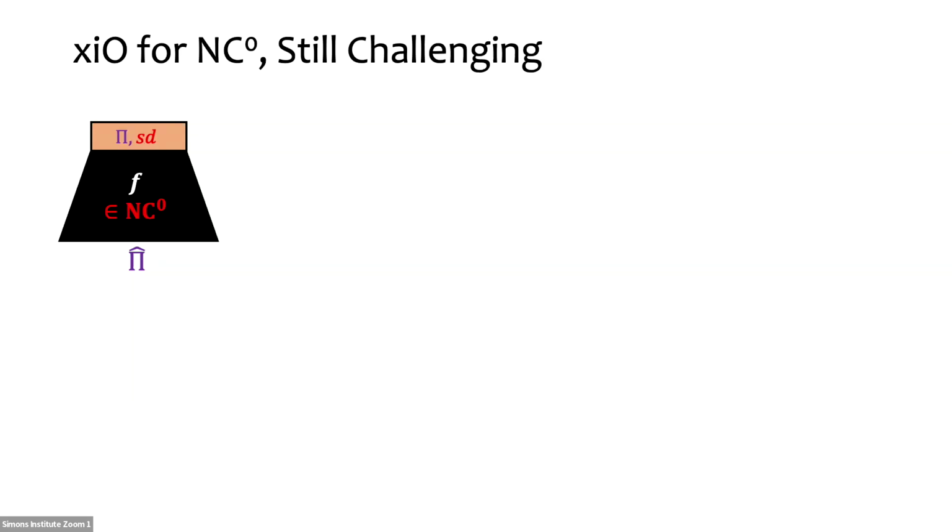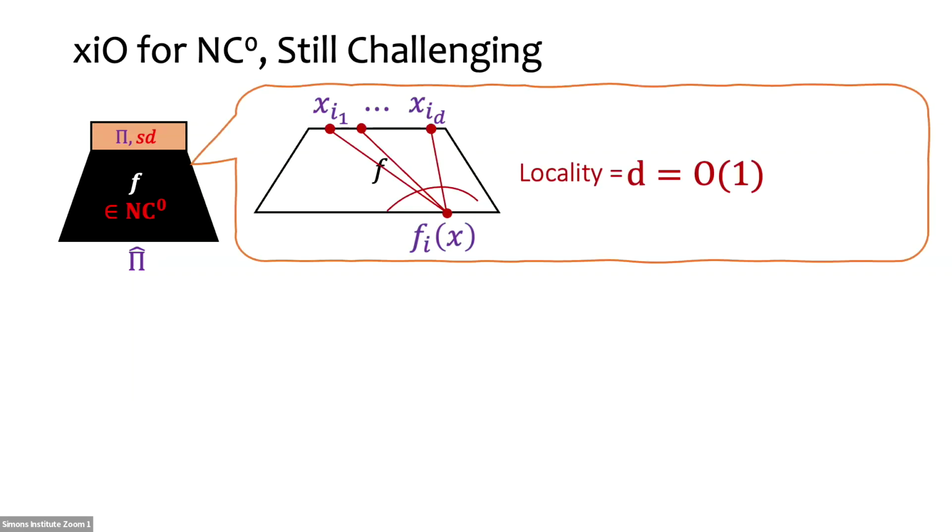This is fantastic. Unfortunately, this task is still difficult. Well, NC0 functions, let's remind ourselves how they look. Each of the outputs depends on only a few input elements. That is called the locality, and it is a constant. And such a Boolean function can be rewritten as a multilinear degree D polynomial.